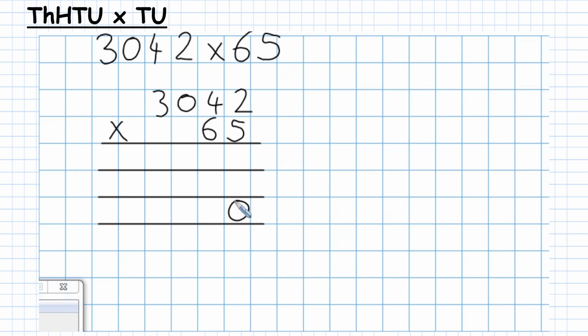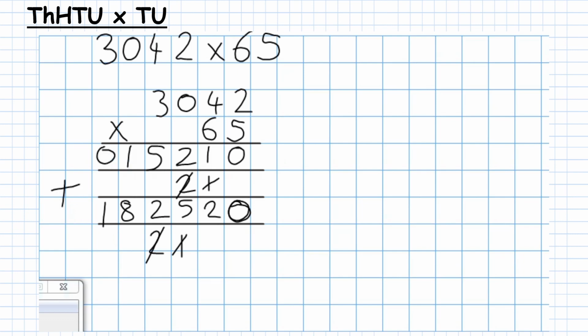Okay, 5 times 2 is 10, 5 times 4 is 20, add the 1, 21. 5 times 0 is nothing, add the 2 is 2, and 5 times 3 is 15. Next row, 6 times 2 is 12, 6 times 4 is 24, add the 1 is 25. 6 times 0 is nothing, add the 2 is 2, 6 times 3 is 18. And now we're going to add these together. I draw another line underneath, or you can do a separate calculation if you want to.